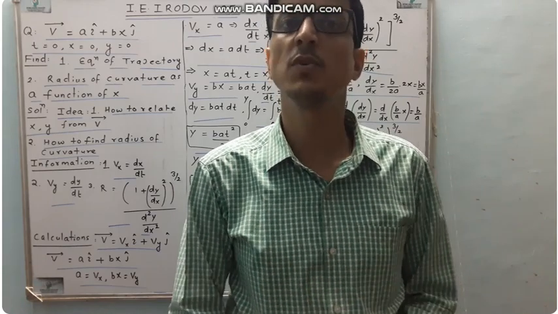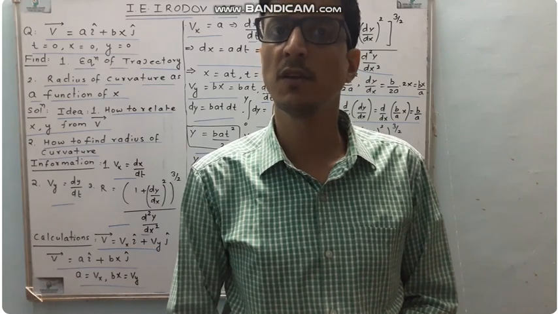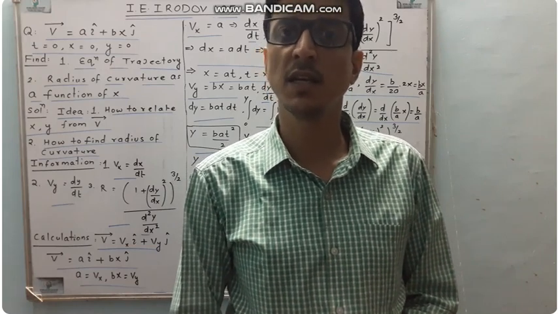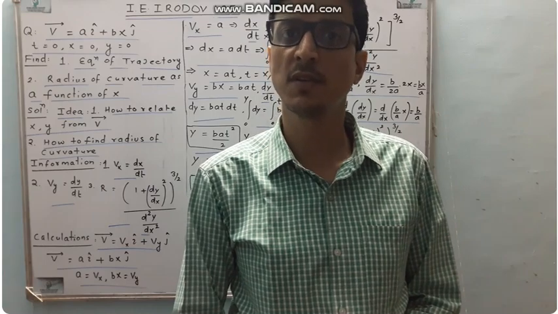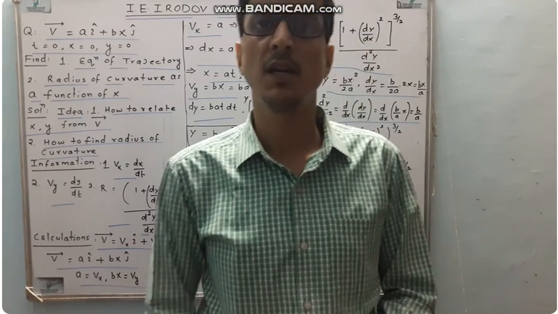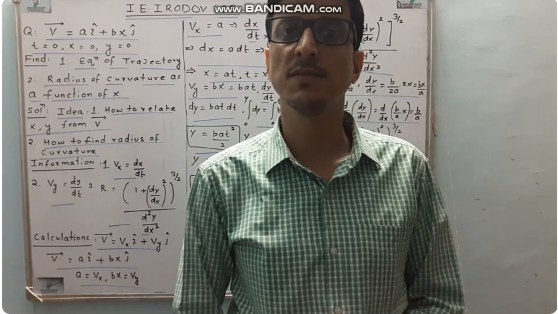The process is composed of 4 steps. The first is have a silent mind, second is idea, third is information, and fourth is calculation. So the first step, let's have a silent mind for 10 to 20 seconds.